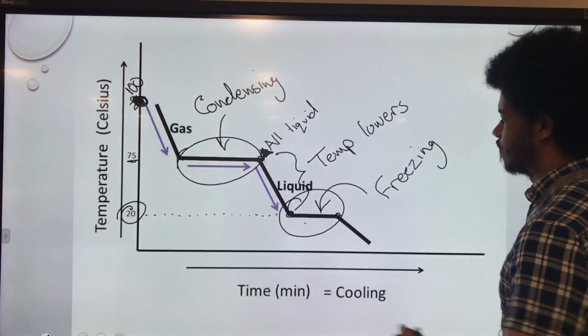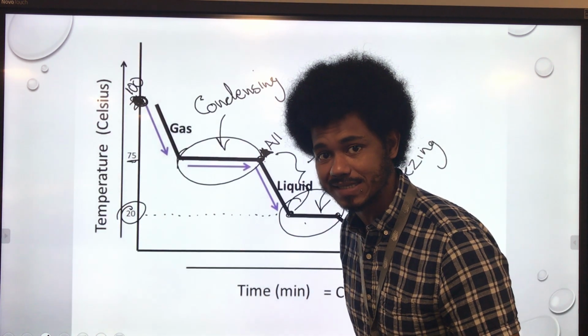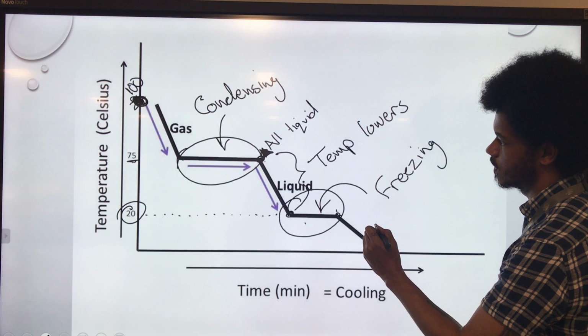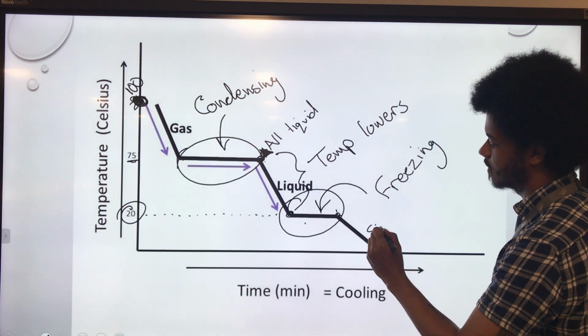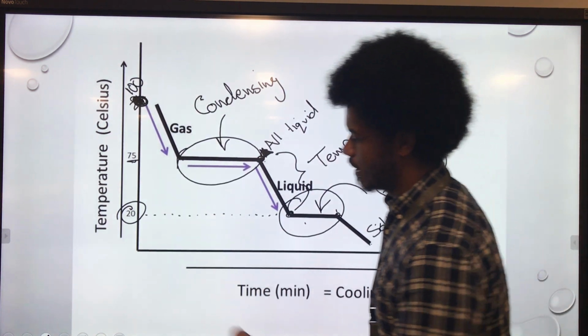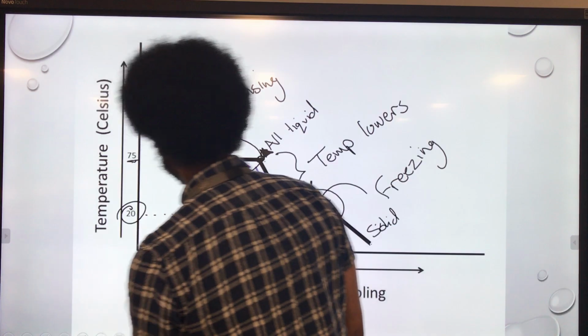Anyway, again, this is where we're freezing, and then once the freezing process is done, the temperature continues to lower. Okay, so at this point, we are a solid. We are a solid at this point. Okay, again, real quick, let me get to an example here.